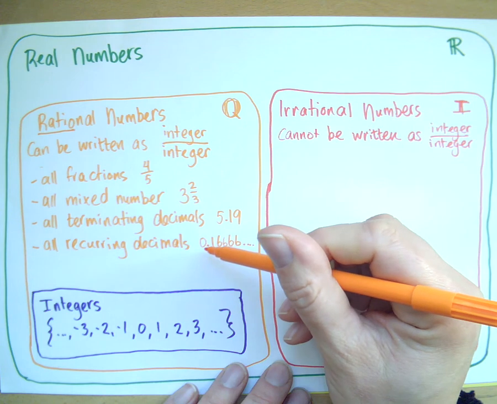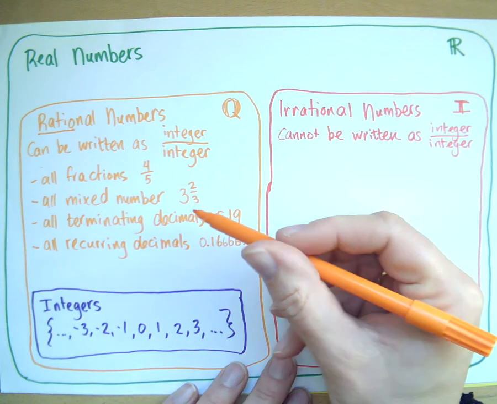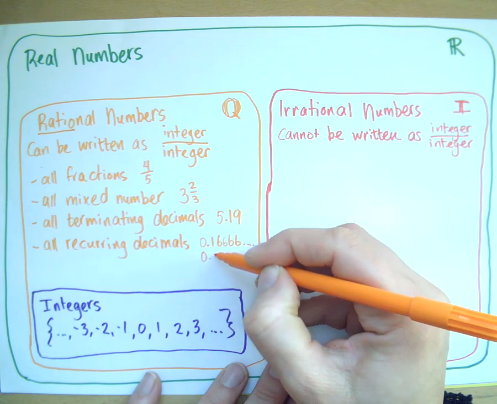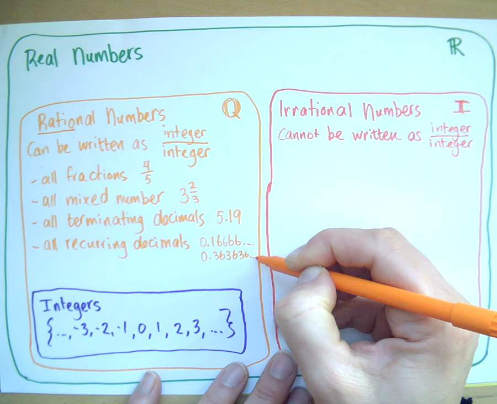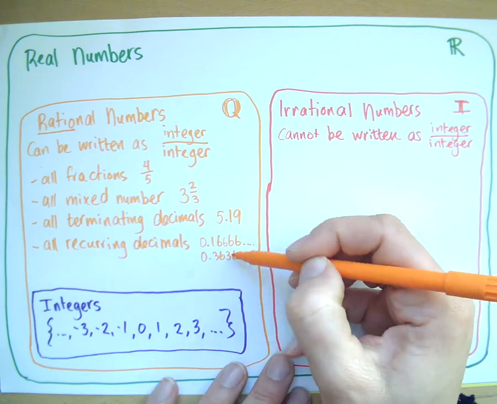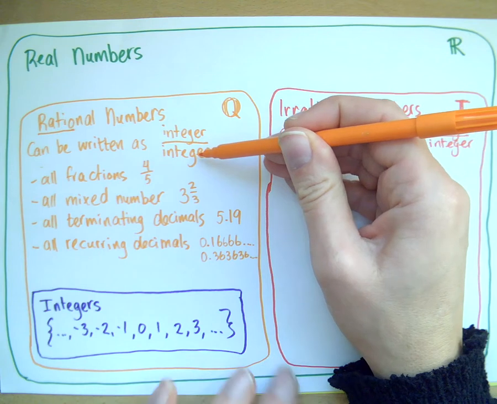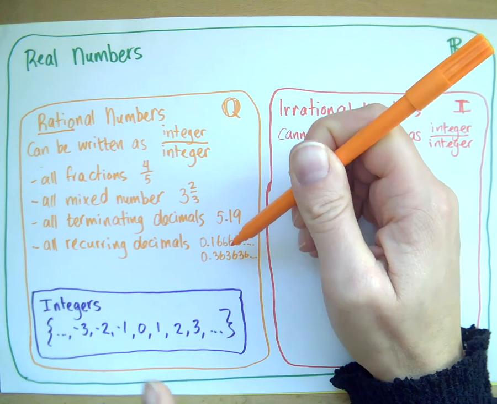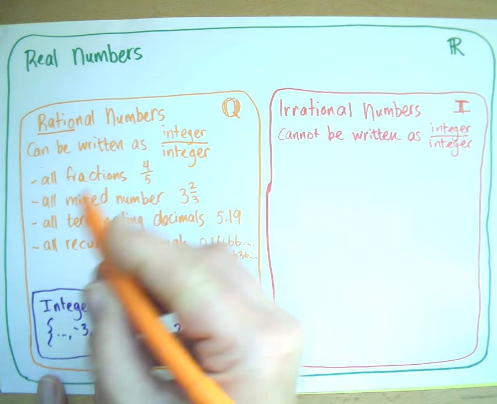It could also be two decimals that are being repeated, such as 1.363636, right? That's also a recurring decimal. These two can each be written as an integer over an integer. For now, you're just going to have to trust that that's true, but in 3 minutes I'm going to prove it to you.